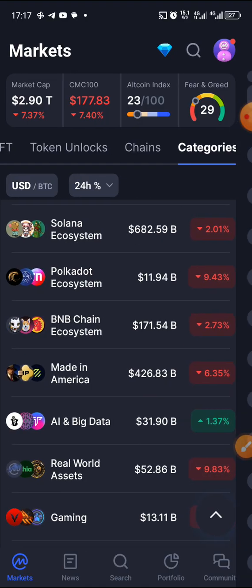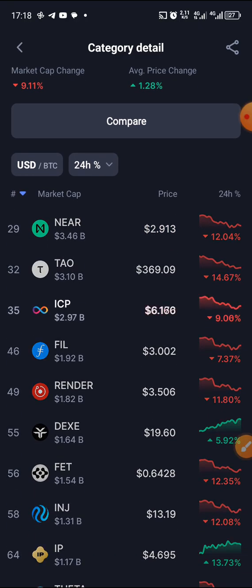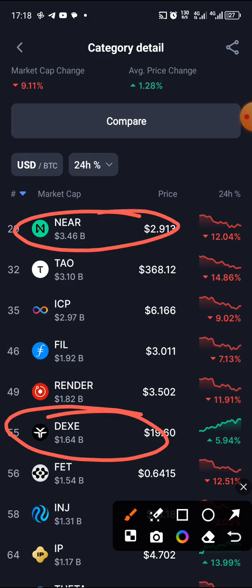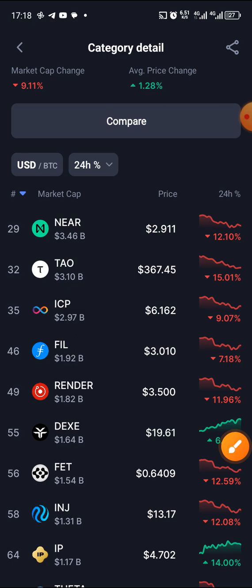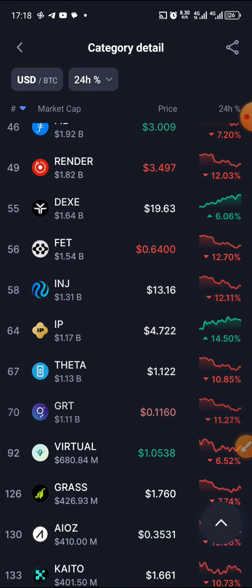So, when you open this category, come up with your favorite coins. Like me personally, Dex is one of my favorite here. And Near Protocol is also my favorite. And a lot more. So come up with the list of the coins you are monitoring. Each time you want to enter a trade, look for those coins, because you know they are doing good in the market. They don't stay long in the market. Okay, so look for those coins.